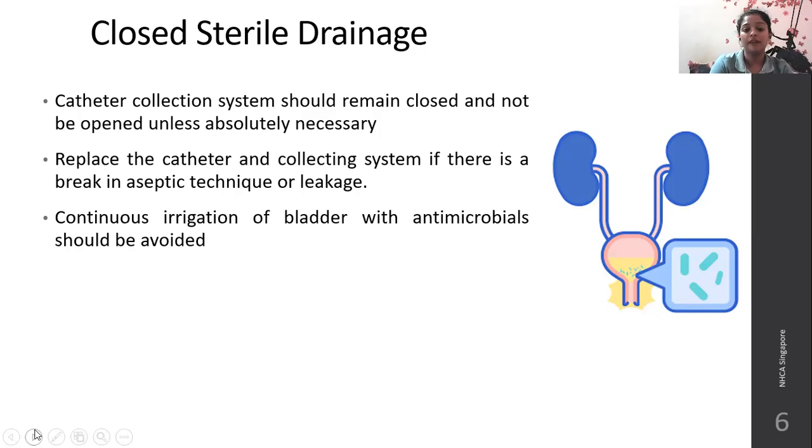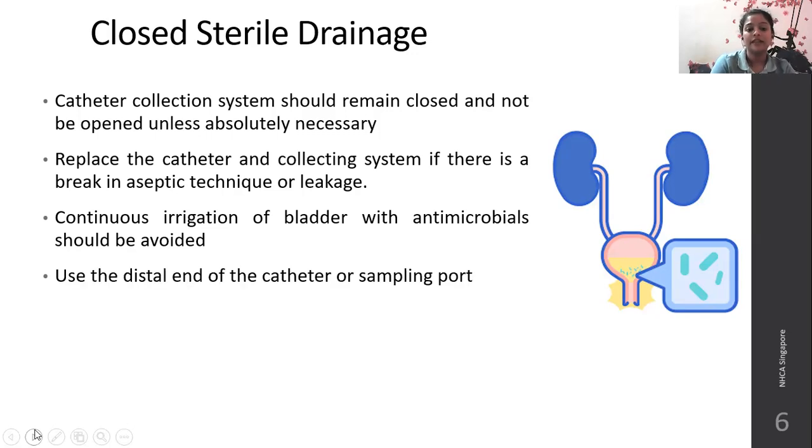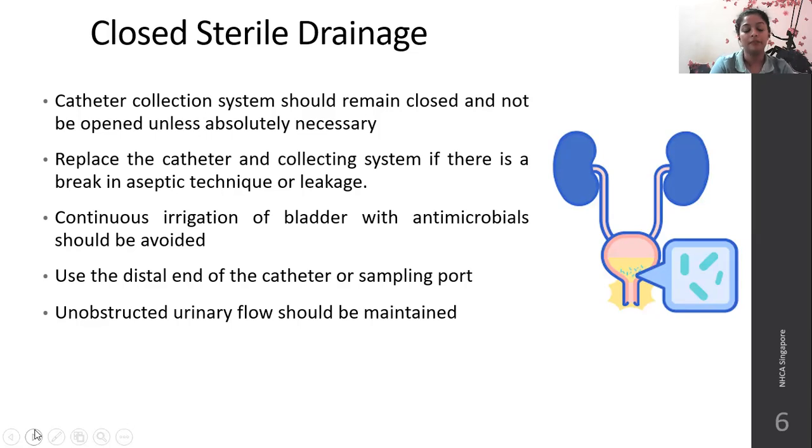Continuous irrigation of the bladder with antimicrobials should be avoided, because there is a normal flora in the perineal area that should not be killed. Otherwise, it will imbalance the pH of the perineal area, and it will lead to further UTIs. Use the distal end of the catheter for the sampling port when collecting urine for urine analysis. Unobstructed urinary flow should be maintained, because if there is any obstruction, urine will be collected there for a long period of time, and stagnant urine will lead to more microbial growth, thus putting the patient at risk of getting CAUTI.